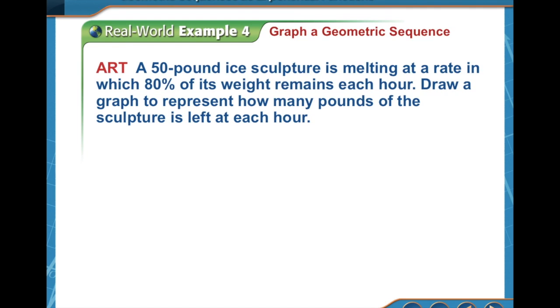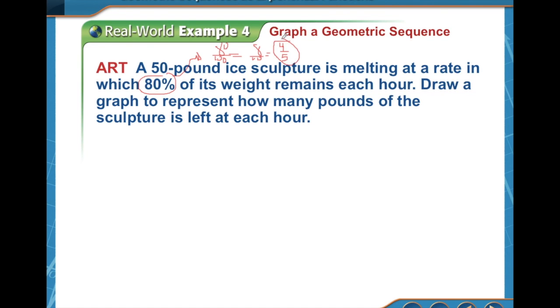Great, so if you're keeping up, we have one more example to get through. This example 4 has a little bit of context. We're talking about art. So a 50-pound ice sculpture is melting at a rate in which 80% of its weight remains each hour. In other words, every hour that goes by, we multiply by 4/5. Where did I get 4/5 from? 80% is 80 out of 100. 80 out of 100 reduced to its simplest form, you can get 8 over 10, which is the same thing if you divide it all by 2 as 4 over 5.